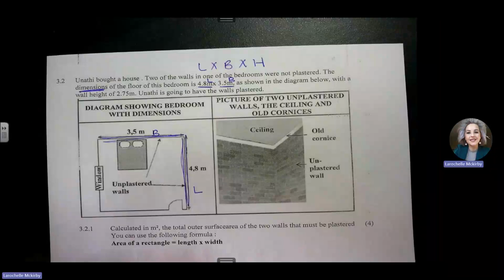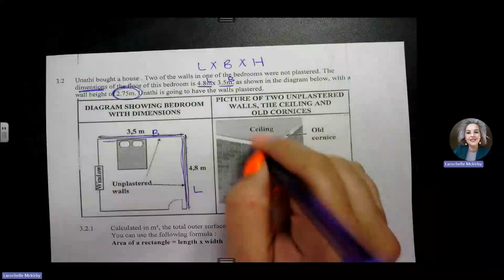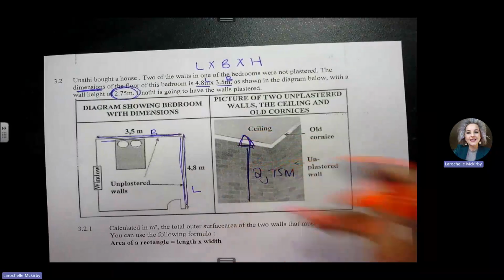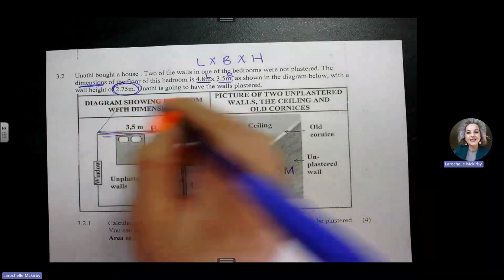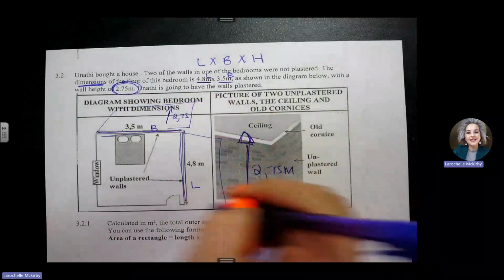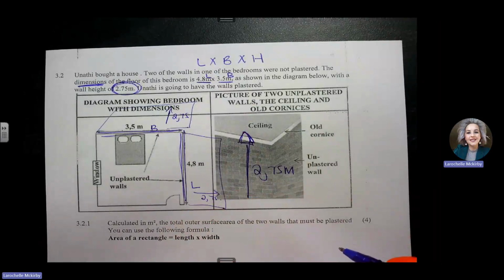As shown in the diagram below, yes, this is what we just did. With a wall height of 2.75 meters. So the height of the wall is 2.75 meters. This wall here, if we are looking at it in this way, is 2.75, and this wall here will be 2.75. Do you see the notes that I make myself when I'm reading the question? I assume you are doing the same, right? So there's a lot of information. What are they asking? Let's just see.